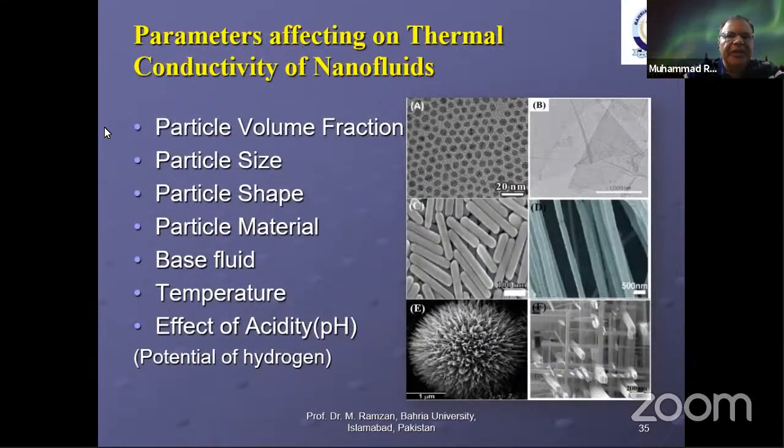Now the parameters affecting the thermal conductivity of the nanofluids: you can see the particle volume fraction, particle size, particle shape, particle material, base fluids, temperature, and the effect of acidity, that's the pH. All these play a vital role in affecting the conductivity.